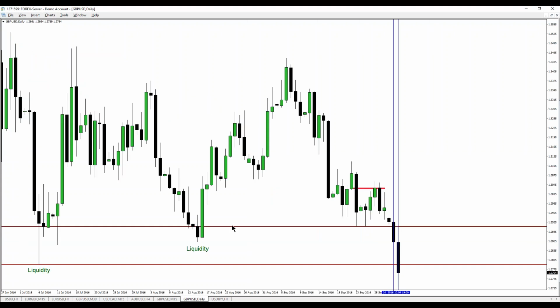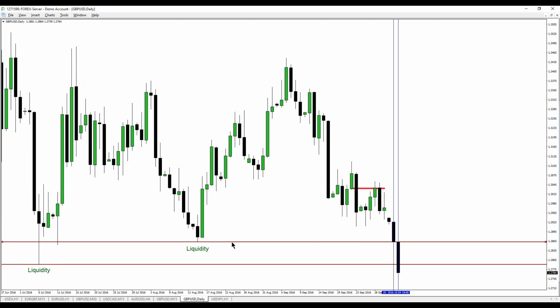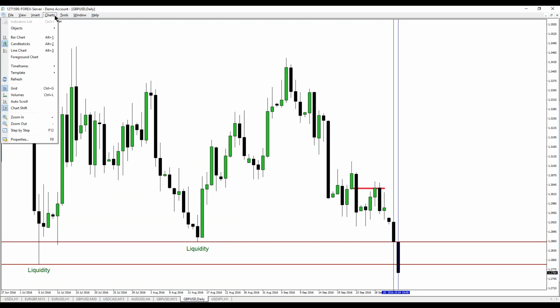Actually, I messed that up. The low here and the low here, that's what we're identifying here. So then we go back down into, I'm glad I did that.